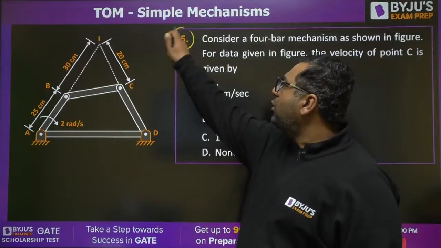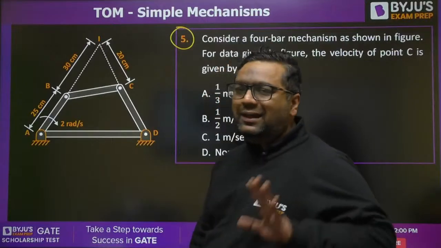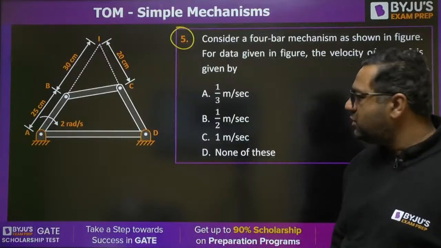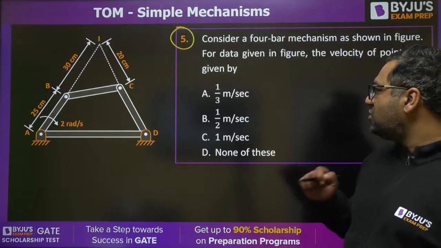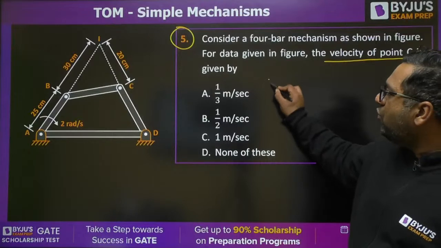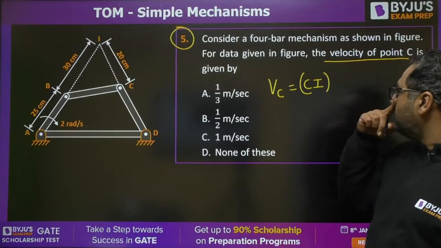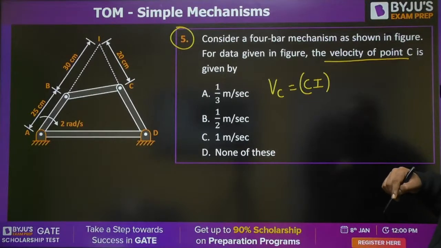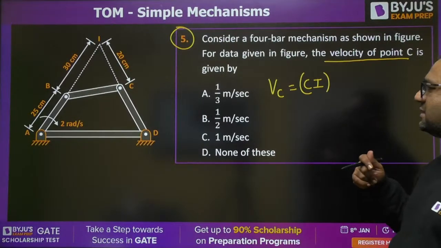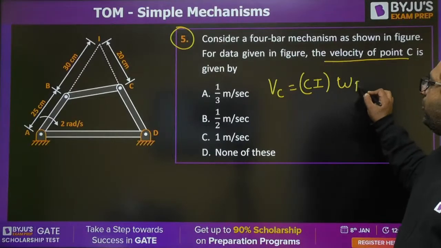This is one more type of I center approach where they are giving this kind of diagram. As I said, I am covering all the types. Okay. So what would be the answer for this? Here you need to find out the velocity of C. So velocity of C can be written as CI, and it is also mentioned, all the distances are given to you. This can be written as CI into omega of BC.